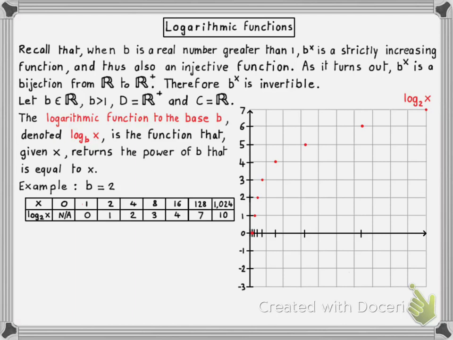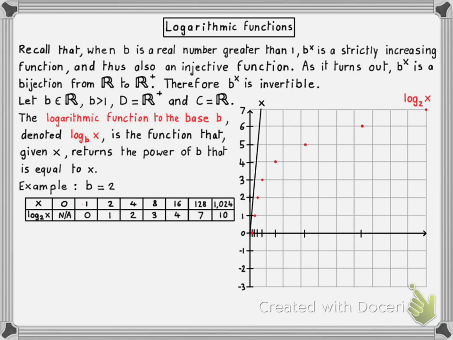Just to give you a comparison, let me draw the straight line for the identity function, f of n equals n. And here it is in this graph. Notice the logarithmic function grows a lot slower than even the identity function, which in itself grows a lot slower than x squared, or even more so the exponential functions.